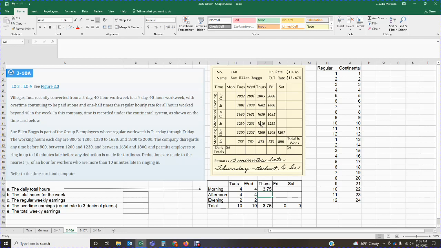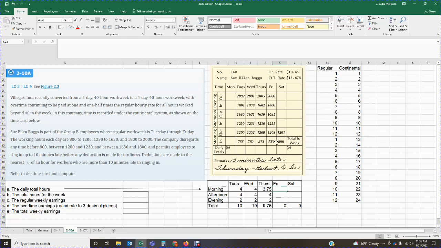For the afternoon, from 12:30 to 16:30, that's 4 hours. In the evening, he clocked in 2 minutes late, which is fine. We disregard those 2 minutes. And he clocked out 5 minutes late. That is fine. We're going to disregard. It says here you disregard anything between 18 to 20. So the employee worked 2 hours in the evening. So for Thursday, the employee worked 9.75 hours. Why? Because he was penalized for that 13 minutes that he arrived late, or it's a Sue. She arrived 13 minutes late. That means that she got deducted 1/4 of an hour, okay?